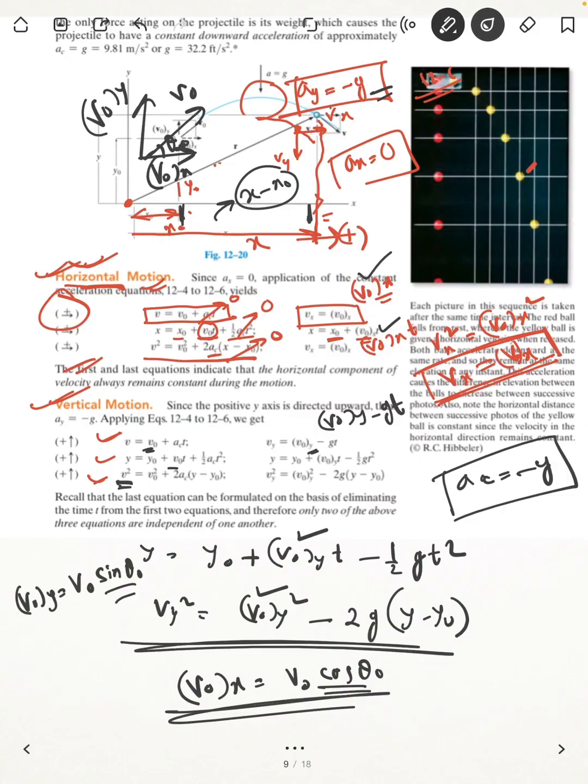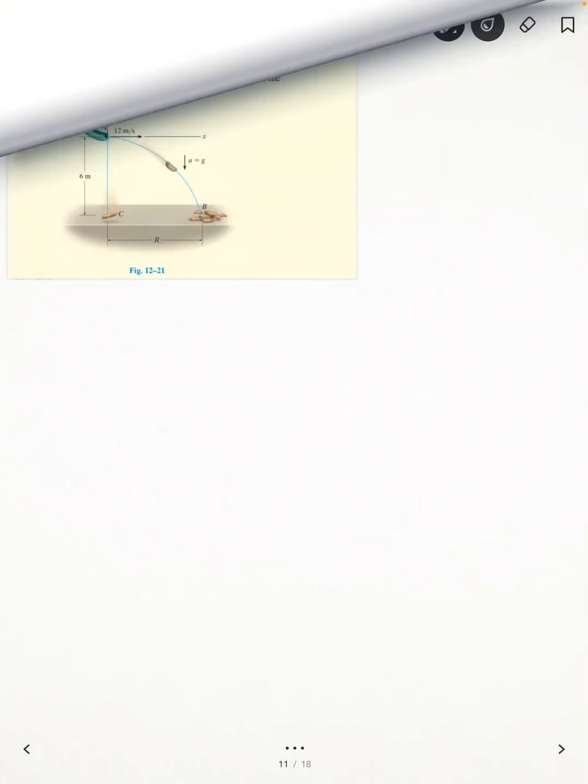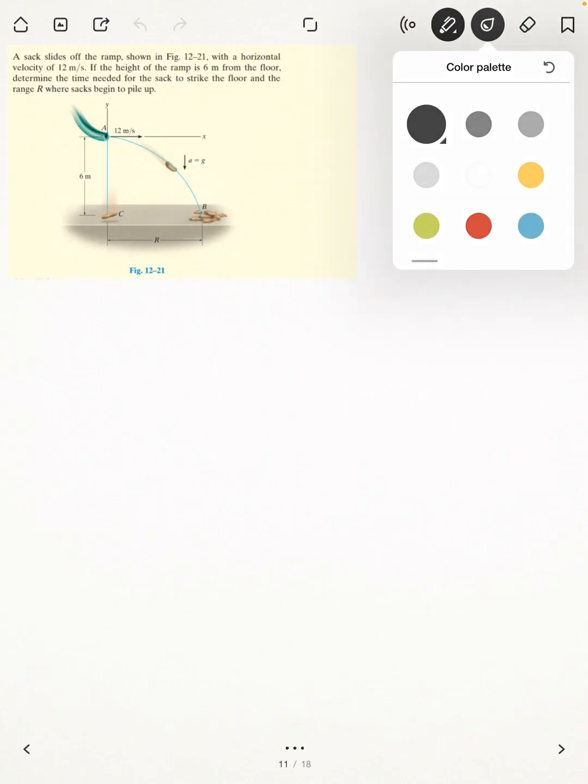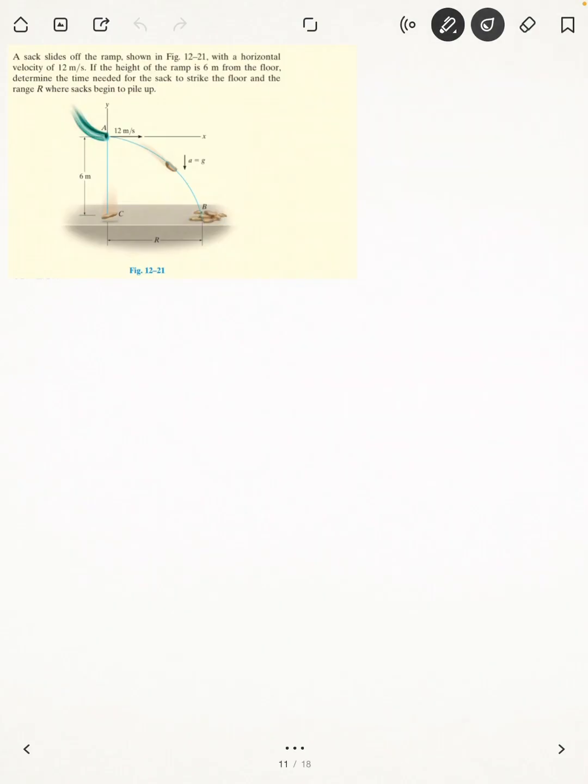So let's go to the problems one by one. The first problem that we're dealing with is this example. You see the sack slides off the ramp shown in the figure with a horizontal velocity v naught. That means this velocity, at the point given as A, v_A in the x direction is given as 12 meters per second. Do we have any v_A in the y direction? No, because the motion is horizontal, so it should be 0.